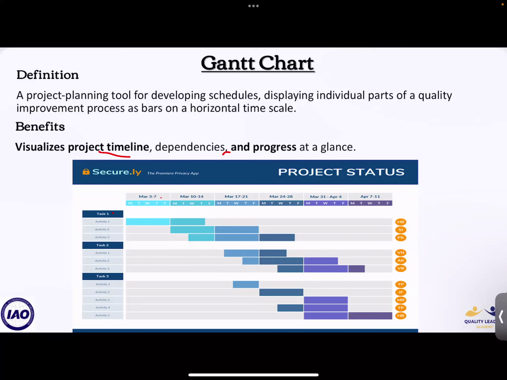The Gantt chart is used to track the progress of a project. So, for example, if a specific task is supposed to be completed by March 28th, I check March 28th. Has it been completed or not? So, what is it used for? It's used for tracking project progress. Okay, clear on the Gantt chart?